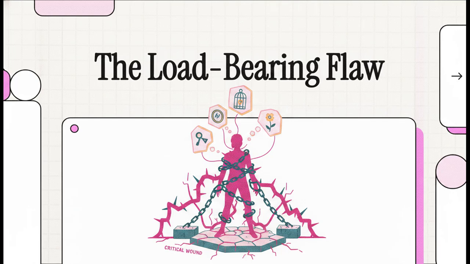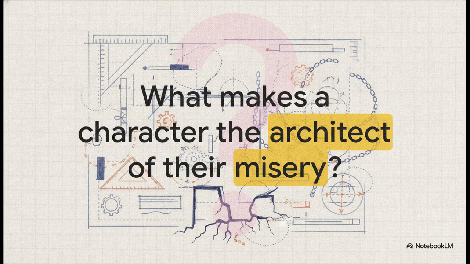I am so pumped you're here because today we are taking a deep dive into the hidden architecture of character psychology. We're going to unpack that absolutely fascinating relationship between a character's past and their present limitations. We'll be focusing right in on the critical wound behind Fatal Flaws and how that dynamic literally builds the stories we love. Let's get right into it. Okay, let's dive into this.